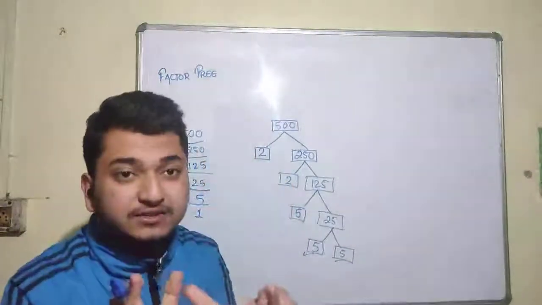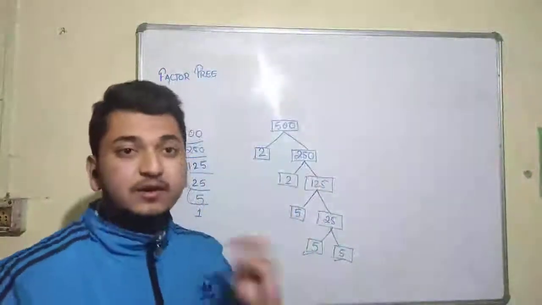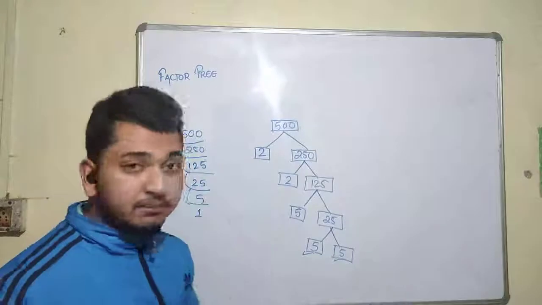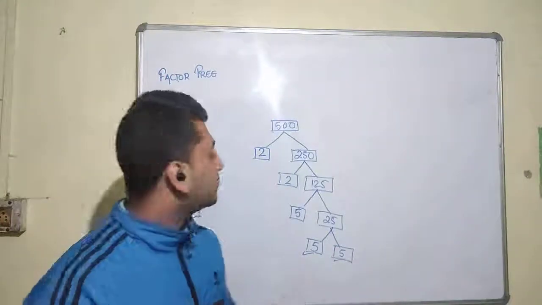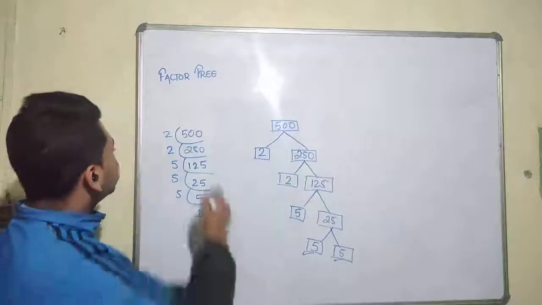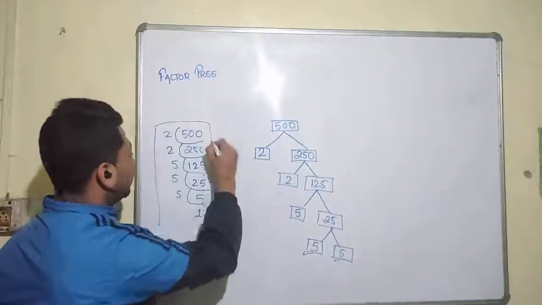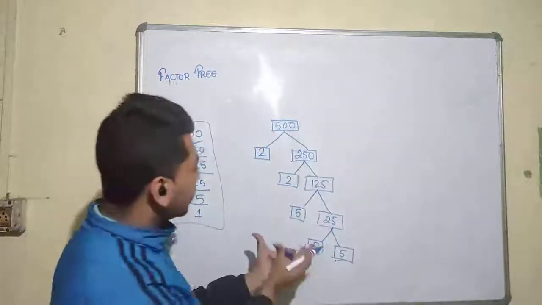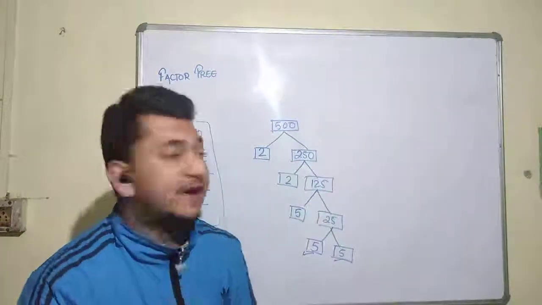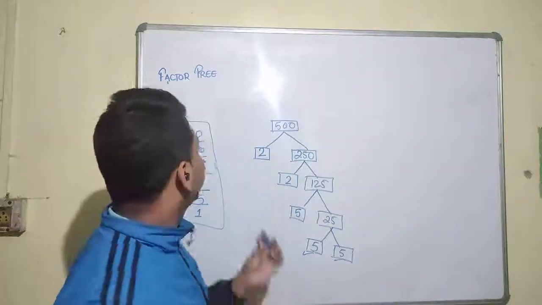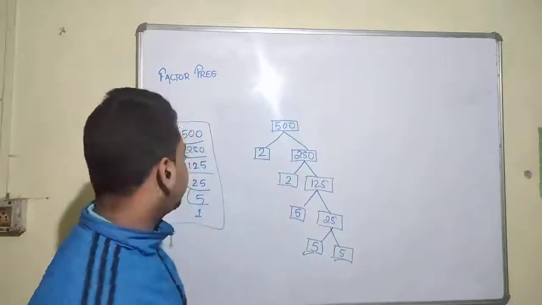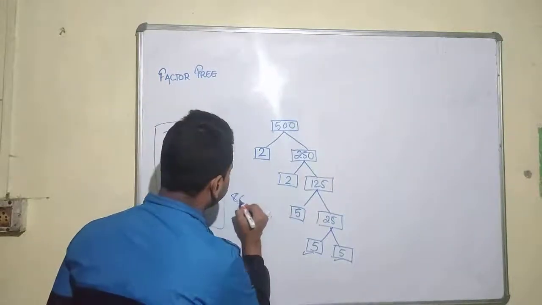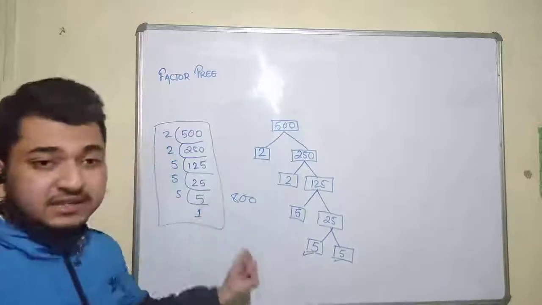So in a factor tree, at the end we will get two prime numbers, 5 and 5, which are both prime numbers. So this is how you do prime factorization by making a factor tree. I hope you have got the point of factor tree. We'll make one more factor tree, of 800.